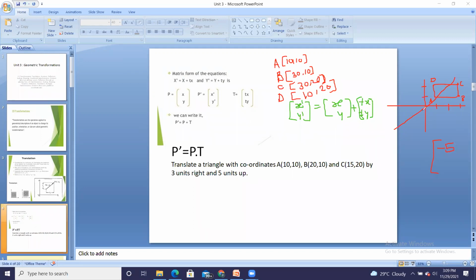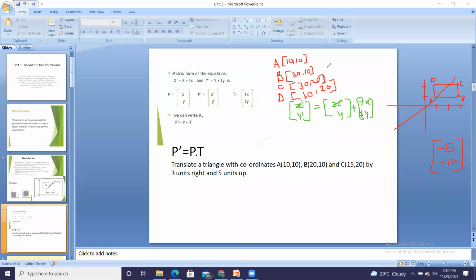And what about ty? It is said you have to move downwards by 10 units. So downward will also cause y to reduce, and you will have the translation matrix as -5, -10. So translation along x is -5, translation along y is -10. And when I add these 4 coordinates or 4 vertices A, B, C, D with this translation matrix, I will get the resultant value.